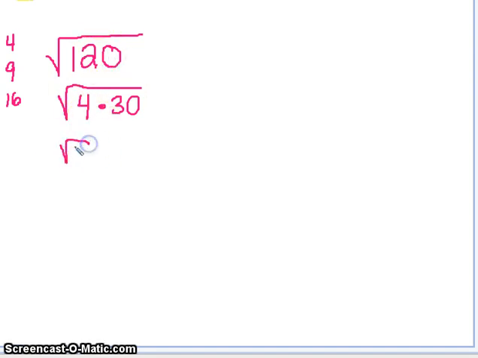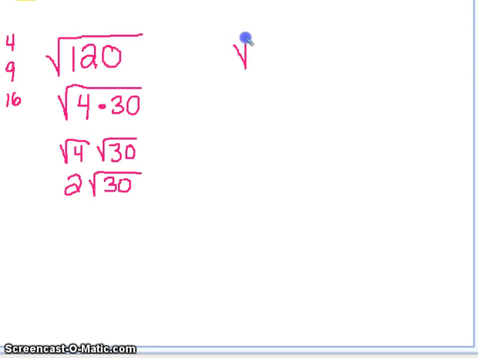And so I can take the square root of the 4 and the square root of the 30. The square root of 4 does simplify to 2. And then I can't do anything with the square root of 30. Once we get to over half, then it doesn't matter. And 30 is not divisible by 4, 30 is not divisible by 9, and 30 is not divisible by 16. So we're good. I'm going to have to stop at 2 times the square root of 30.